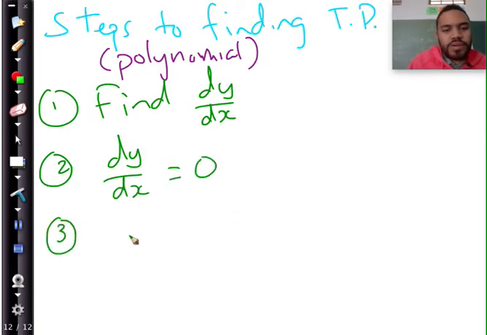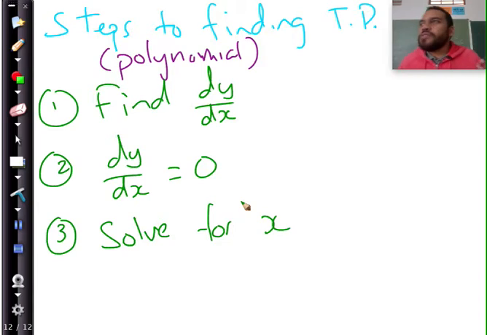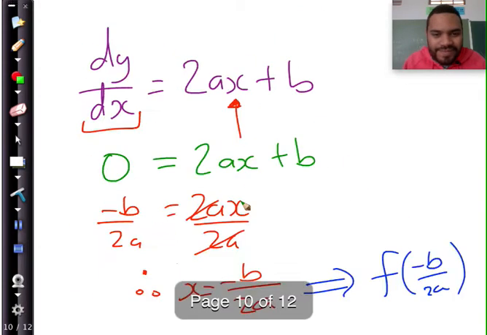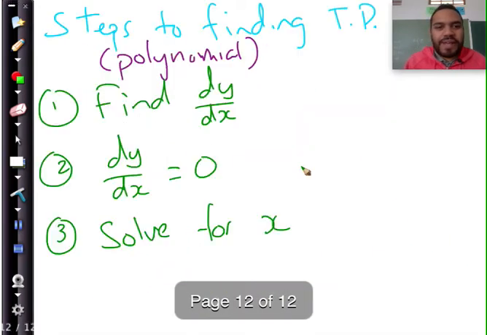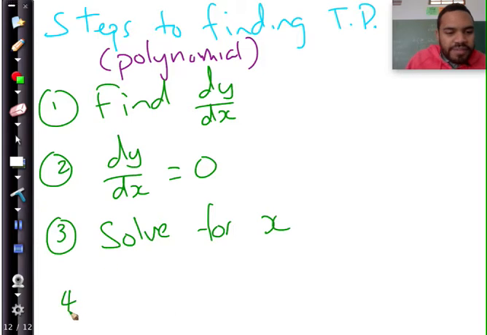Step 3 is to solve for the x coordinate. Now, why did we make it equal to 0? Because we know that at the turning point the gradient, also known as the slope, equals 0. We learned a very fancy word in calculus for the slope or the gradient: the derivative, people.